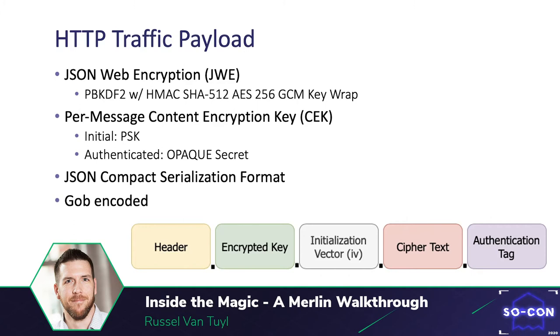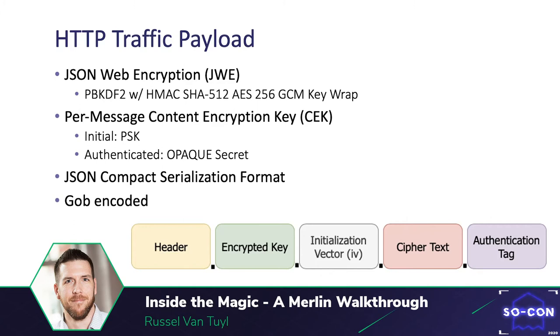What you need to take away is that every single message that goes back and forth between the agent and client has its own unique per message content encryption key, known as the CEK. Initially, this per message content encryption key is derived from the pre-shared key, which is just Merlin lowercase. But after the agent has authenticated, it uses the opaque secret. This JWE uses the JSON compact serialization format shown in this image below. I did want to highlight, before we start looking at actual network traffic, that the JWE itself is also GOB encoded, which is unique to the Go language.